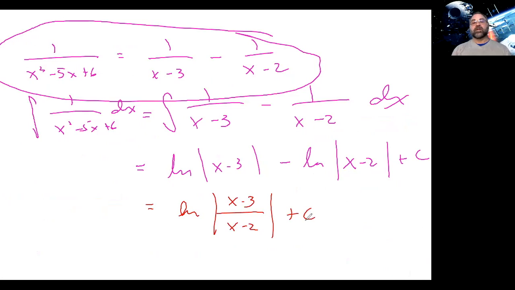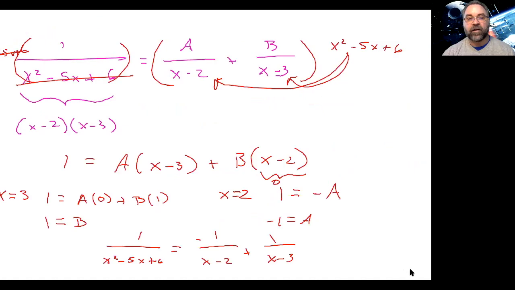Use the properties of logarithms, so we condense it all into one nice compact logarithm. But you're going to have a lot more work to get there going through the trigonometric substitution phase. So that's how partial fractions work.